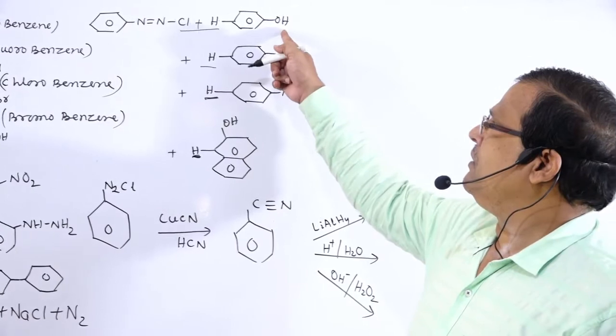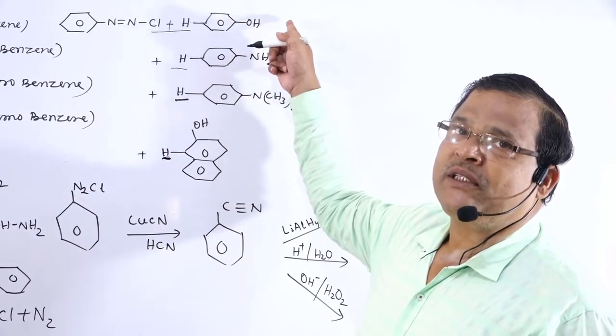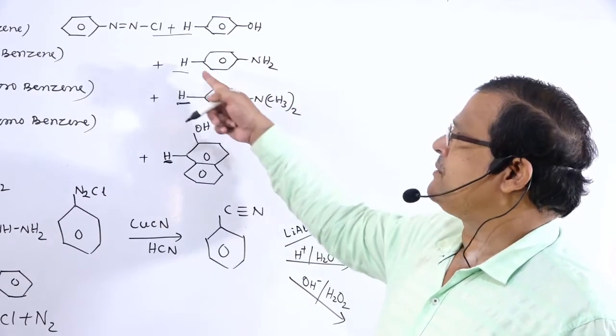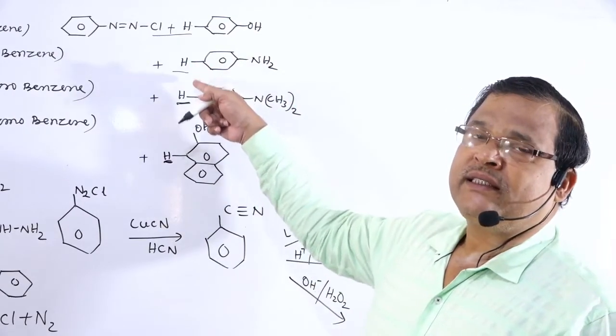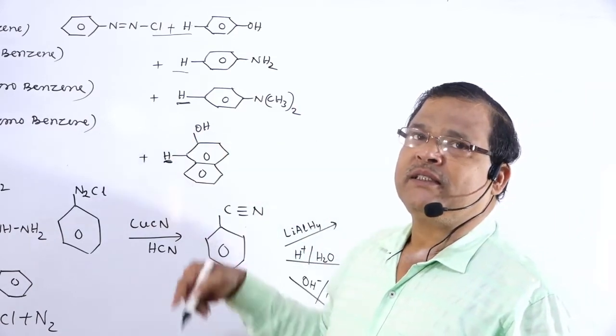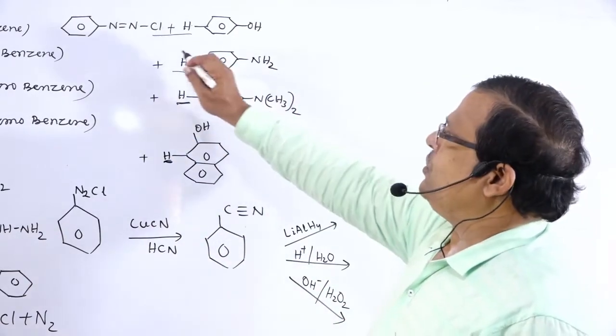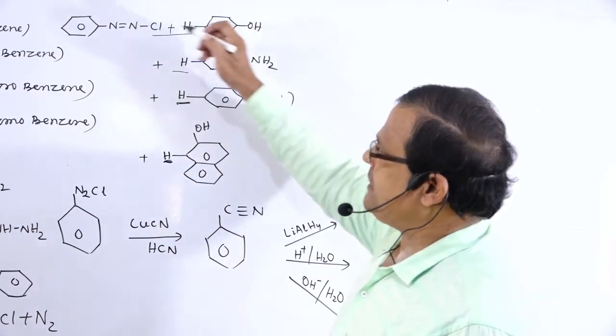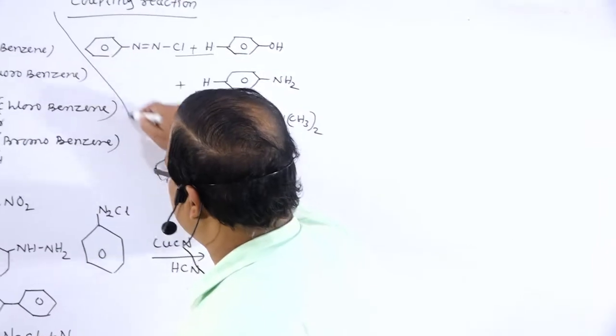Phenol, this reaction takes place in presence of base. In case of aniline, it takes place in presence of acid, and in case of phenol, it takes place in presence of base. So what are these products? These are the colored product formation.